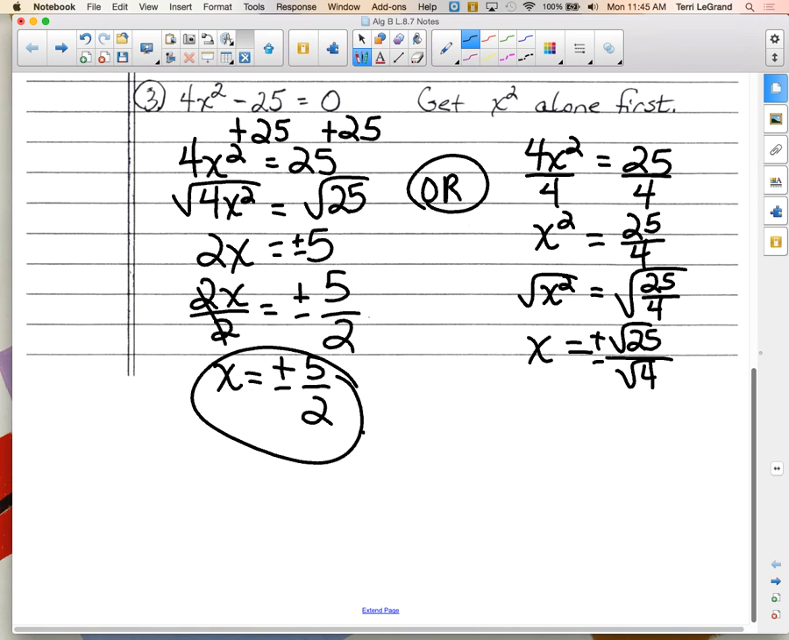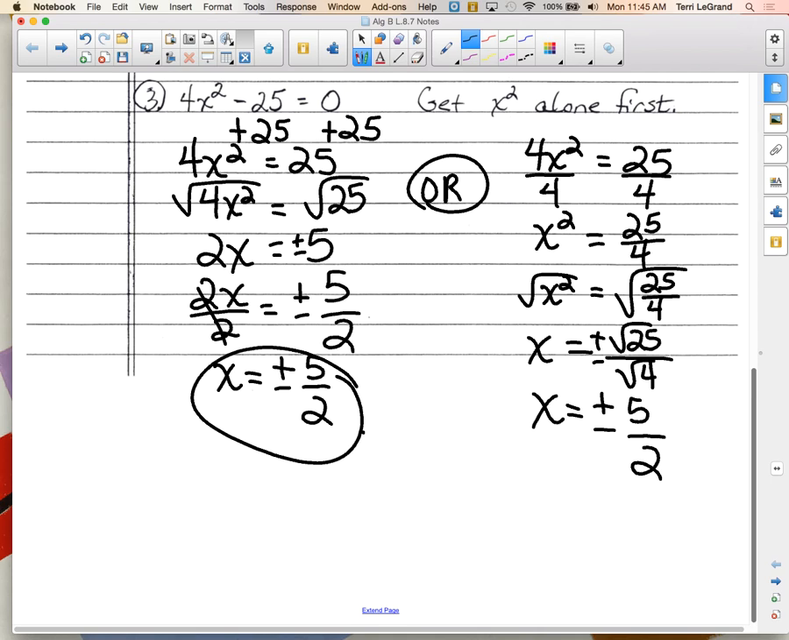Because if we take the square root of x squared, we get x. If we take the square root of this, we are going to get a positive negative, but of course we're still not done. But we better end up with the same answer. Because now we're going to say, what is the square root of 25? 5. What's the square root of 4? 2. Do we get the same answer? Yes. We just went about it a little bit differently.